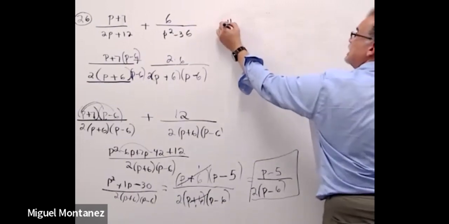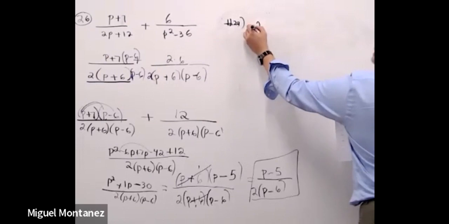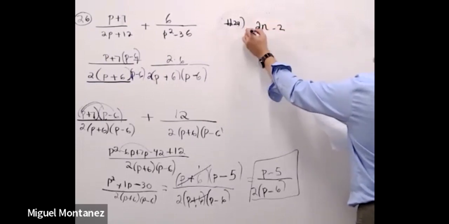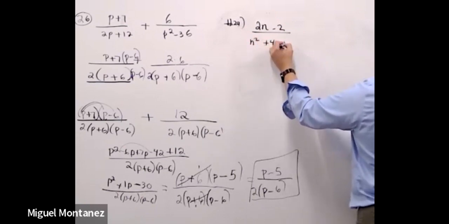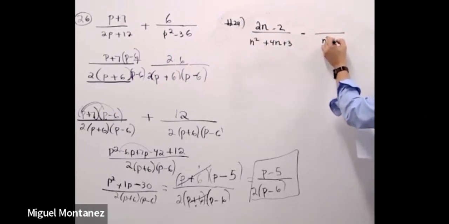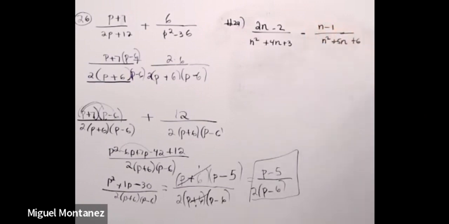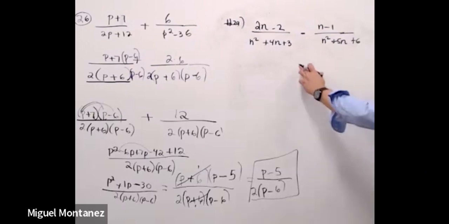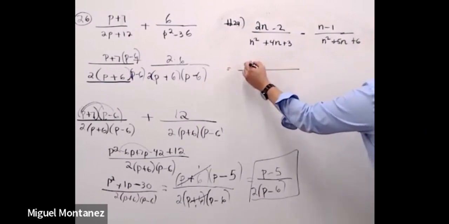So let's go ahead and try number 29. Very similar to number 26, but I want to hit something negative. We have 2n minus 2 over n squared plus 4n plus 3, minus n squared plus 5n plus 6 over n minus 1. This is how we're subtracting. Again, in order to find the least common denominator, we must factor each denominator.